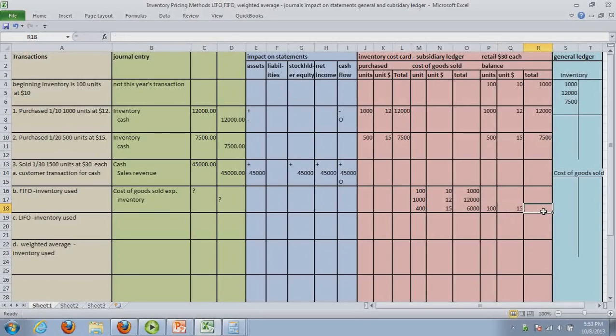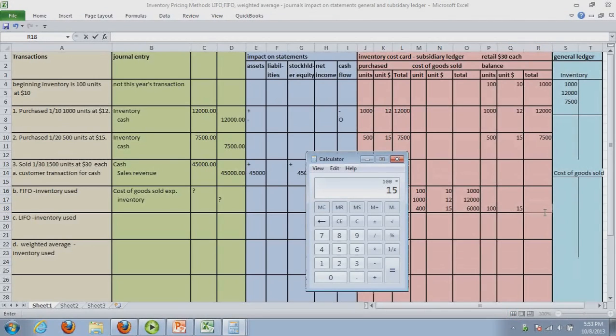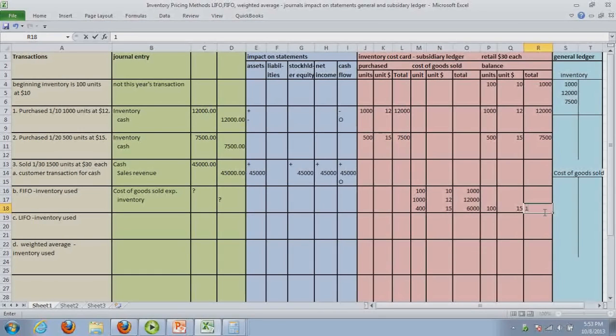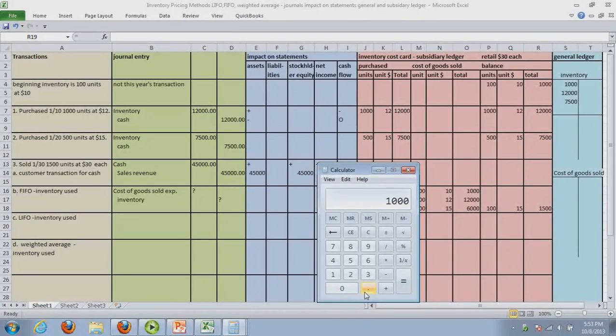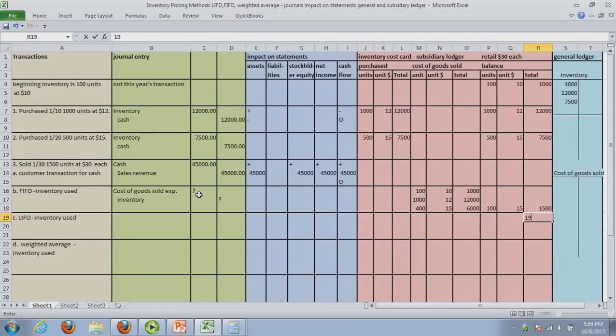Let's just show it. 100 times 15 is $1,500. So if I use first in, first out, I need to total these up to figure out my balance over there. So I have 1,000 plus 12,000 plus 6,000, so $19,000 is my answer. All that work goes to do the one journal entry over here, particularly if I can get the numbers right.